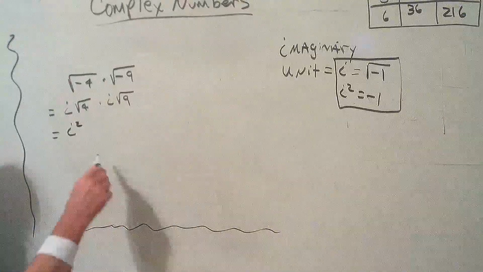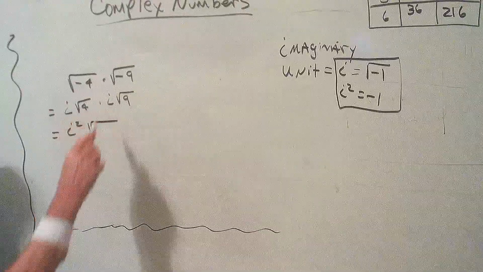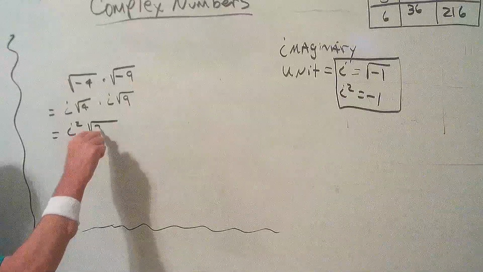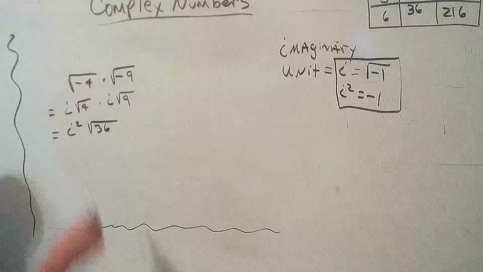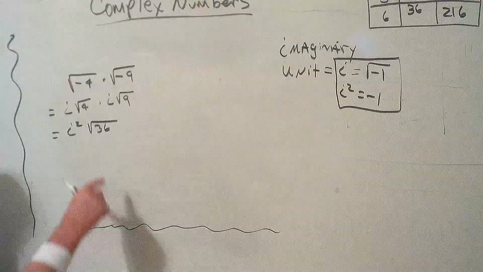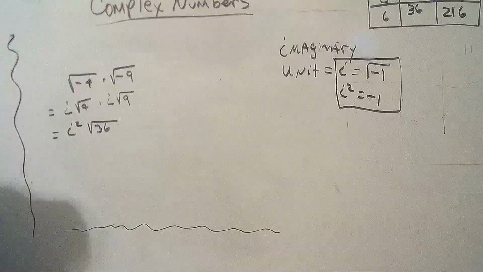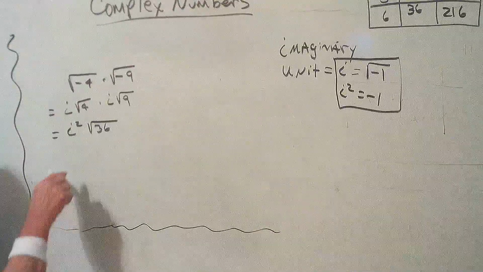And remember, we know what the value of I squared is. It's -1 times the square root of... Now when you're multiplying two radicals, you can just multiply under one radical, or you can take the square root of 4 times the square root of 9. This would be 2, that would be 3. You can do it that way if you want also. It doesn't really make any difference.